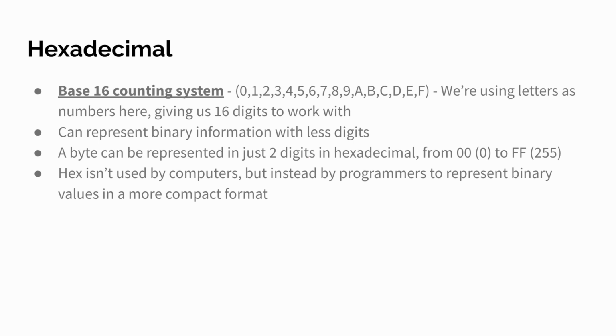The biggest benefit of hexadecimal is that we can represent binary information with fewer digits. A byte, which if you'll remember is 8 bits or 8 ones and zeros, can be represented in just 2 digits in hexadecimal as opposed to the 8. So we have 00, which is just 0, and FF, which is 255. It's not necessarily used by computers in processing, but it's instead more so used by programmers to represent binary information and binary values in a more shorthand and compact format.